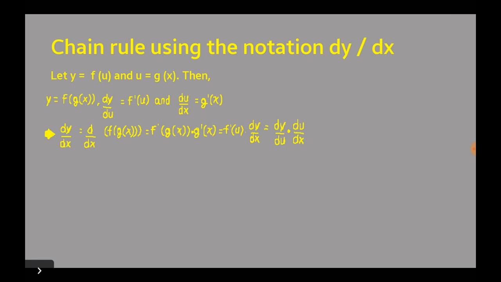dy over du must be f derivative at u, and du over dx must be g derivative at x. dy over dx must be d over dx of f of g of x, which is f derivative at g of x times g derivative at x. So dy over dx equals dy over du times du over dx.